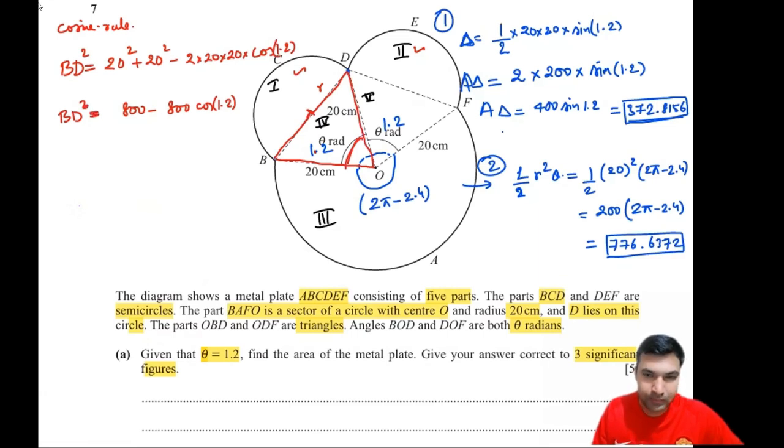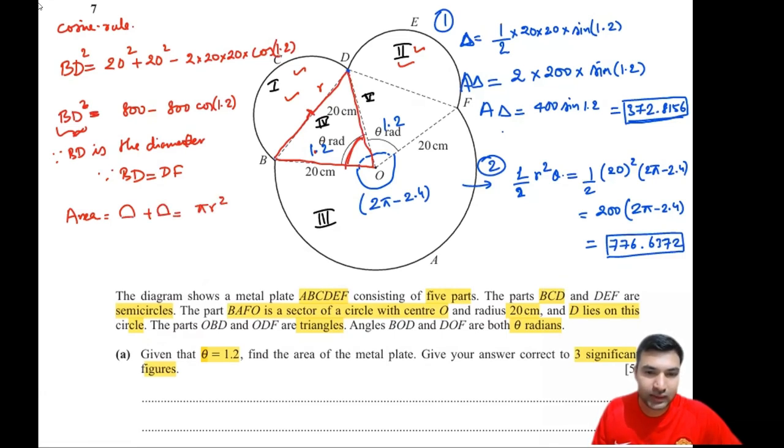Okay. So BD square. Now BD square is what? BD is basically the diameter, isn't it? Since BD is the diameter of the semicircle, what will be the area of the semicircle? This plus this. Since BD is equal to DF by symmetry, these two semicircles are equal, and therefore I can say the area of the semicircle plus that semicircle will be equal to pi r square.